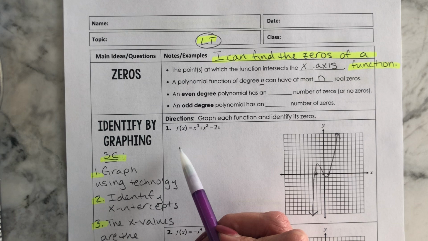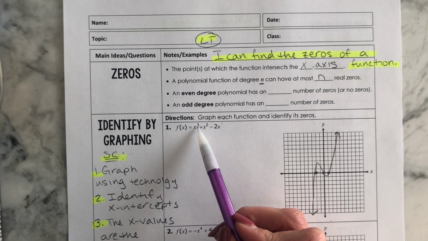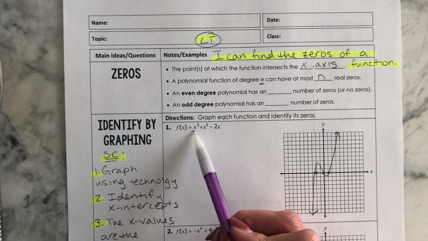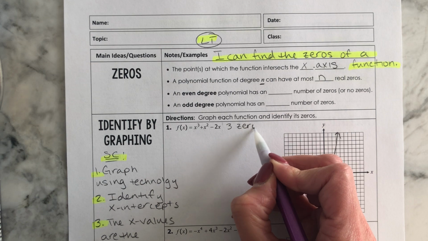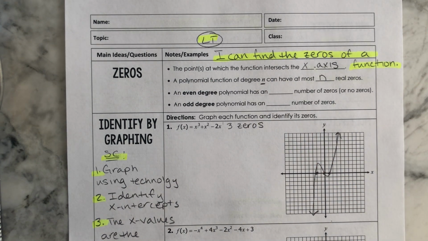So if I'm looking at number 1 here, my highest degree is x to the third here. So this tells me that this graph can have at most 3 zeros. It will not have more than 3 zeros. It can have less than 3 zeros, but it cannot have more. So let's look at number 1.